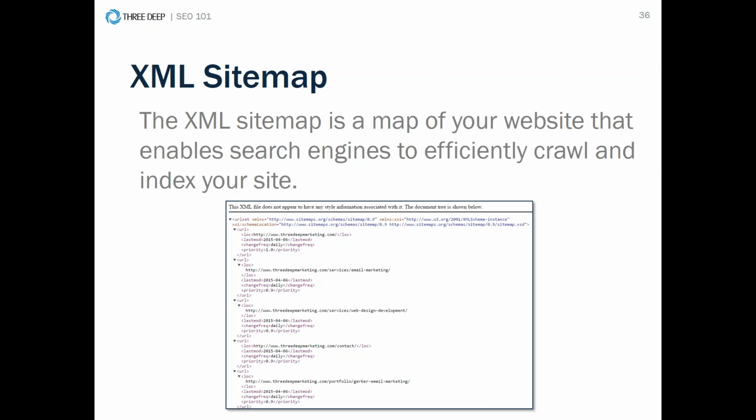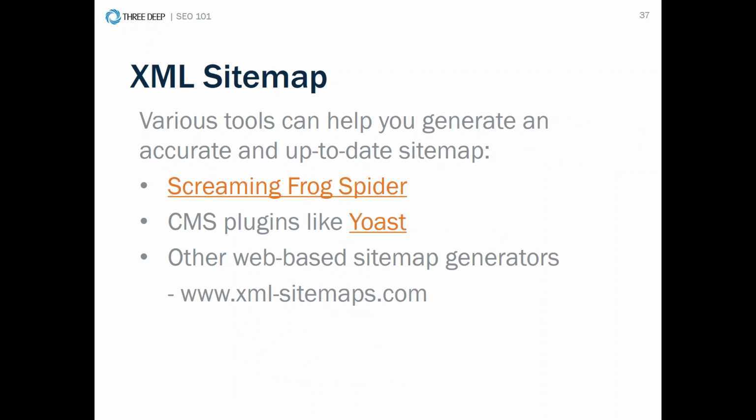It essentially says, here's my directory. What are you looking for? Here's how to get to it as quick as possible. Important to have it. And again, fairly easy to create. There are various tools out there that can help you generate an accurate, up-to-date sitemap.